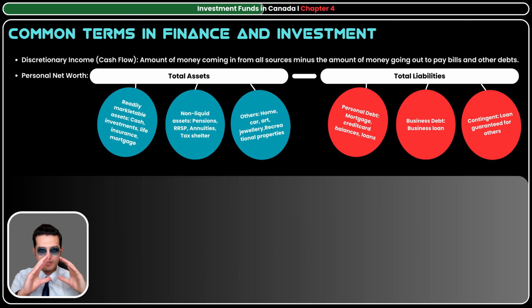Awesome. So personal net worth equals total assets minus total liabilities. And we do have different types of assets and different types of liabilities.